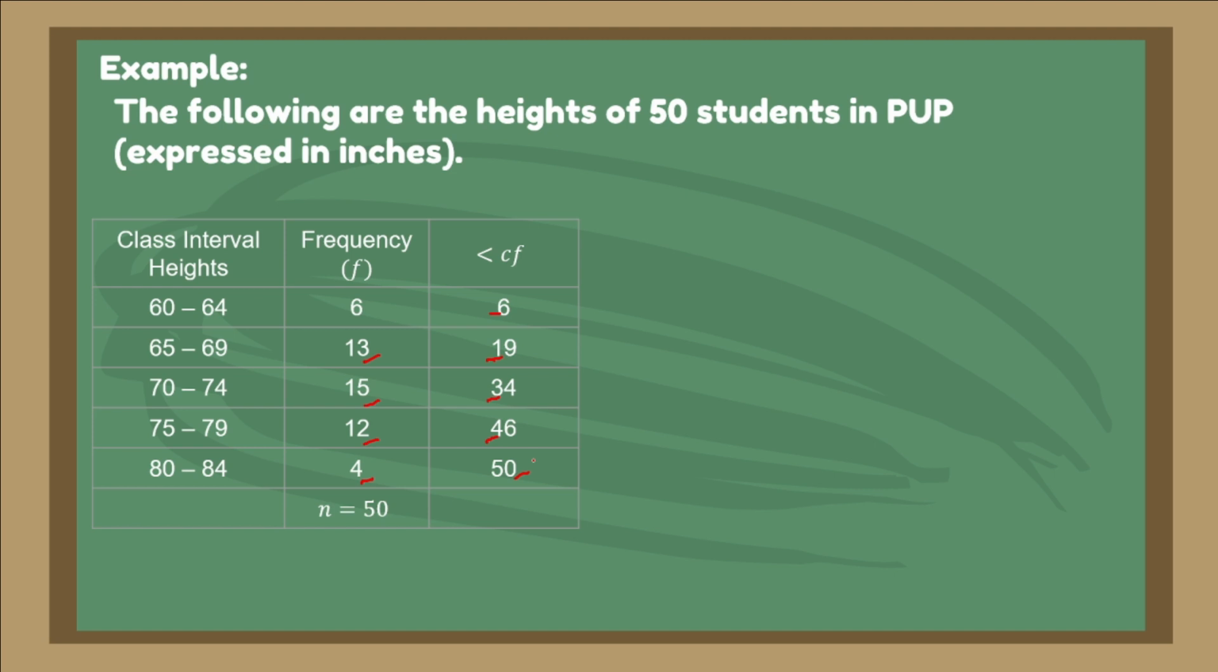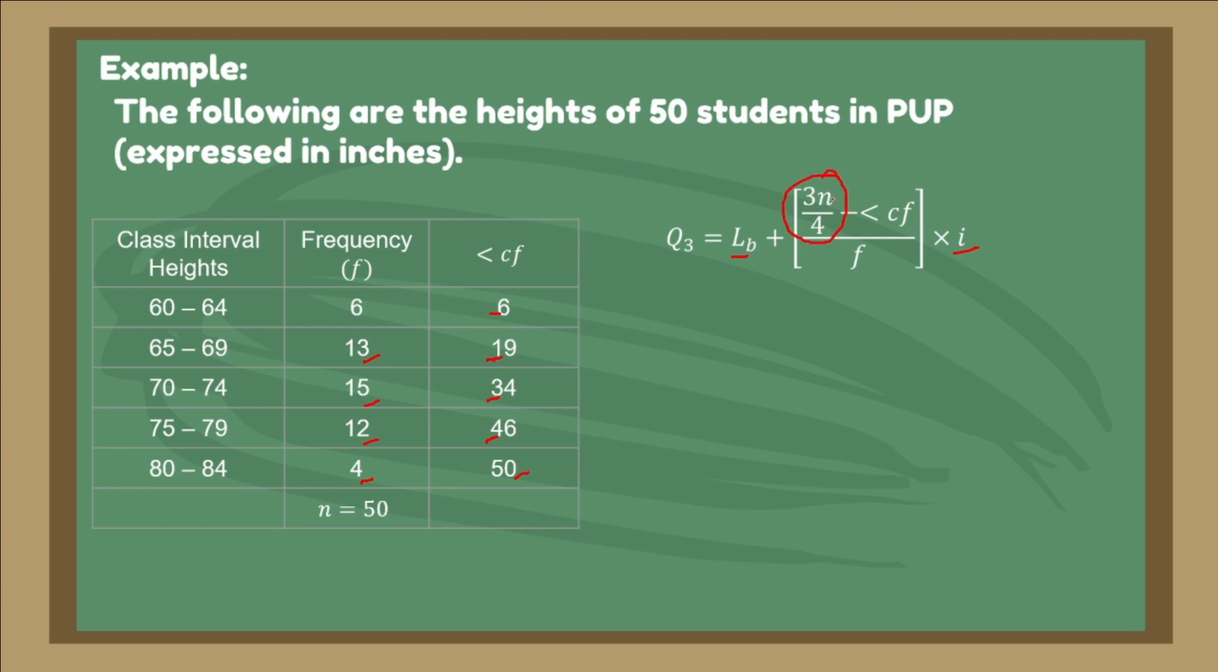Okay, so the first thing we need to solve is quartile 3. The formula for quartile 3 is this: Q3 is equal to the lower class boundary plus the quantity 3n over 4 minus less than cumulative frequency, over frequency, times interval. Before we solve quartile 3, we need to solve 3n over 4.